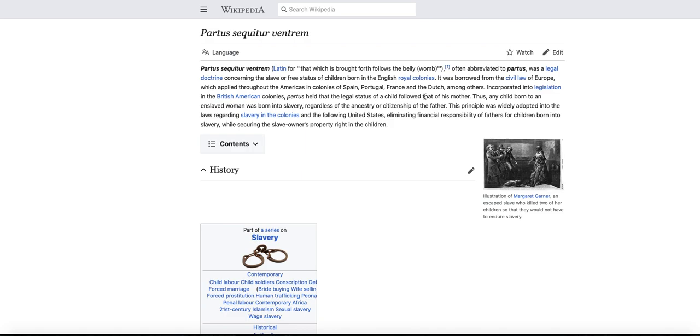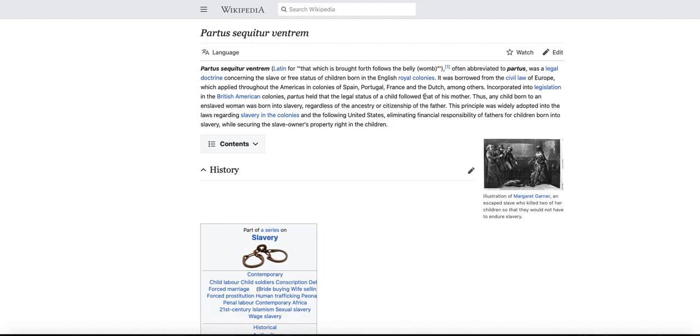So again, regardless of the ancestry and citizenship of their father. So if the president to some of these groups was the great father, you see what I'm saying? No matter what he was, they would still be his property. They would still be property or slaves.